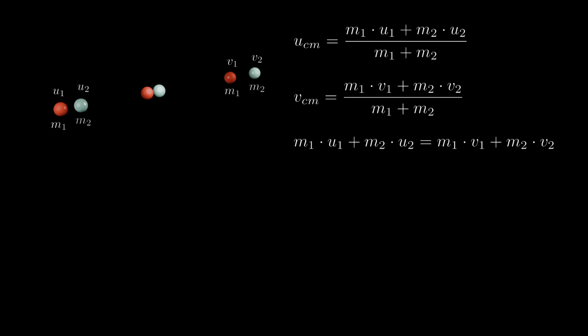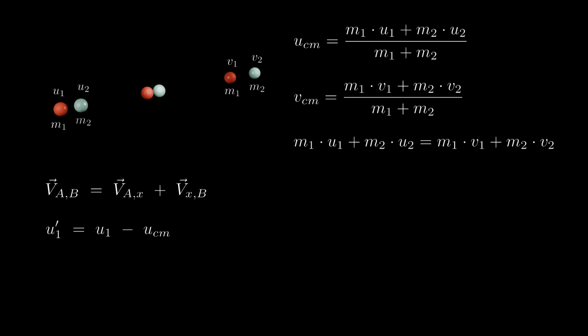However, to analyze the collision in the center of mass frame, we need to transform the velocities to the center of mass frame. The formula for the relative velocity of one object with respect to another can be used to determine the velocity of m1 in the center of mass frame. Specifically, by using this relationship.